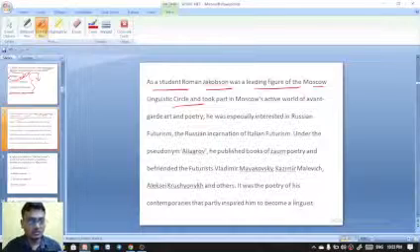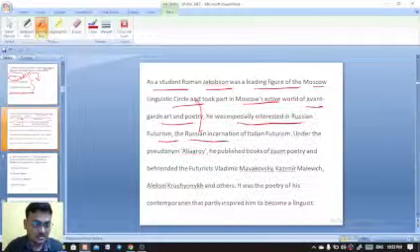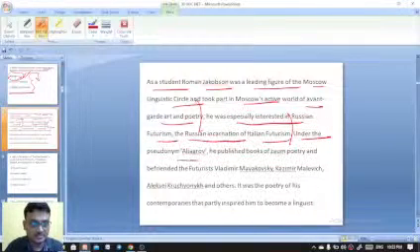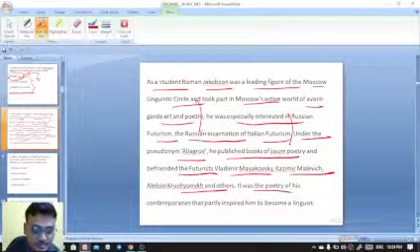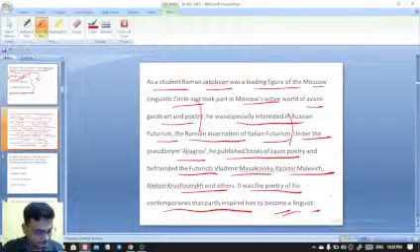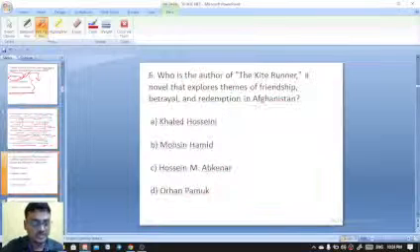So as a student, Roman Jakobson was a leading figure of the Moscow linguistic circle and took part in Moscow's active world of avant-garde art and poetry. He was especially interested in Russian futurism, the Russian incarnation of Italian futurism. Under the pseudonym Aliagrov, he published books of poetry and befriended futurists. These names are really hard to pronounce. And it was the poetry of his contemporaries that partly inspired him to become a linguist. Formalist and predecessors of structuralism as well.